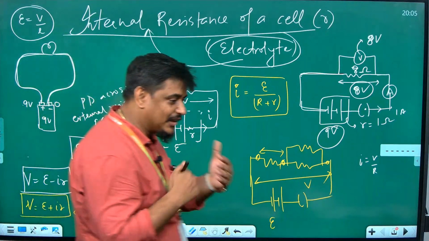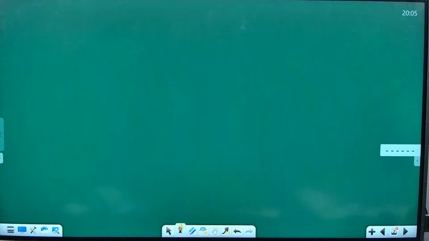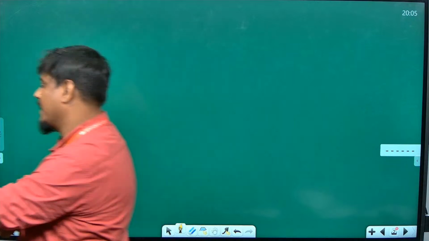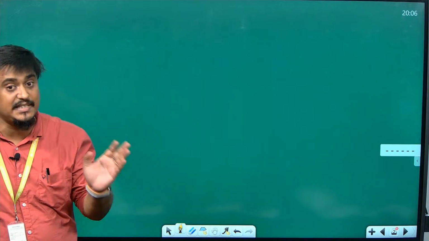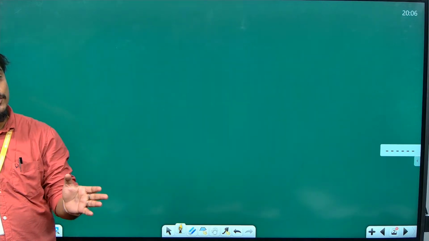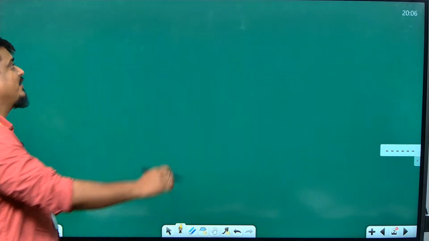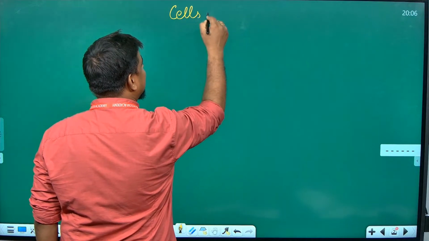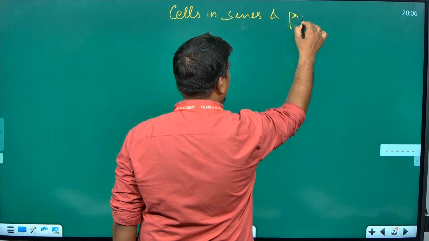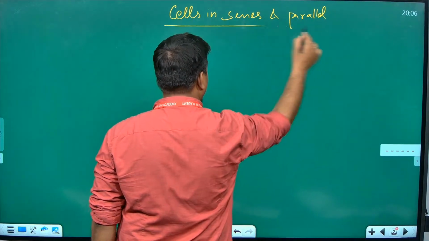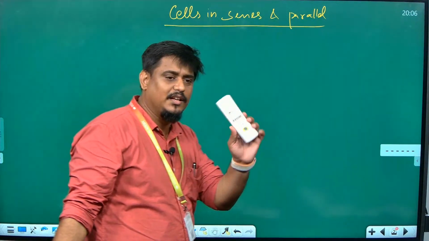Now let me make things a little complex, shall I? Up to now we are in the good part of this chapter. Shall we start with some difficult part? Like how you have seen capacitors getting connected in series and parallel, like how you are going to see resistances connected in series and parallel, we also have cells in series and parallel.